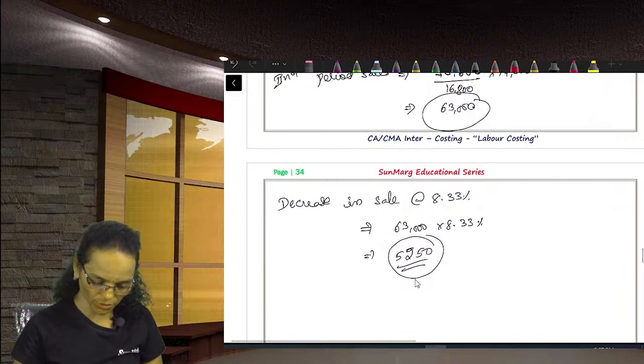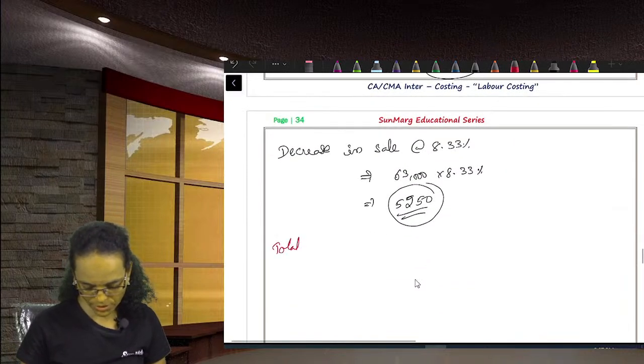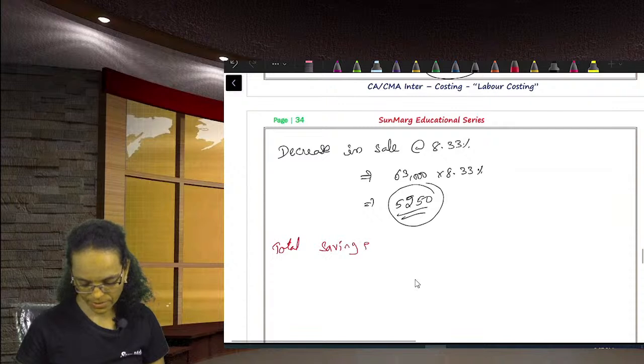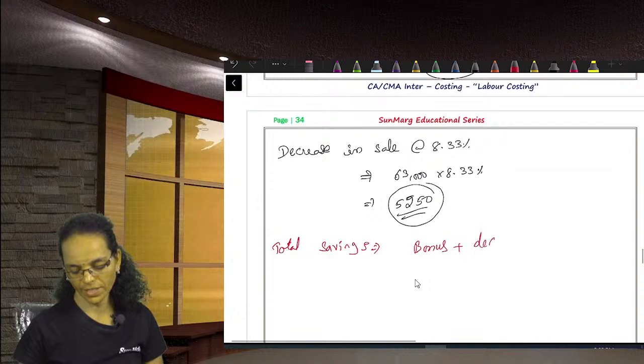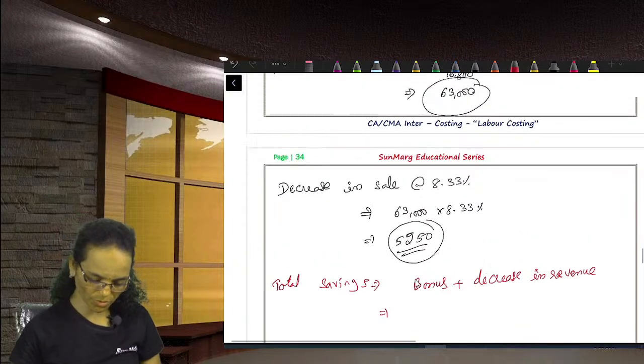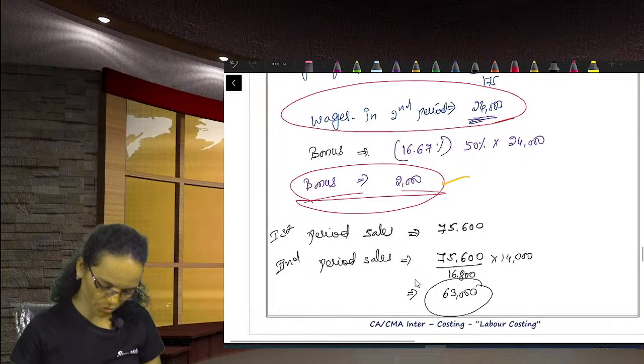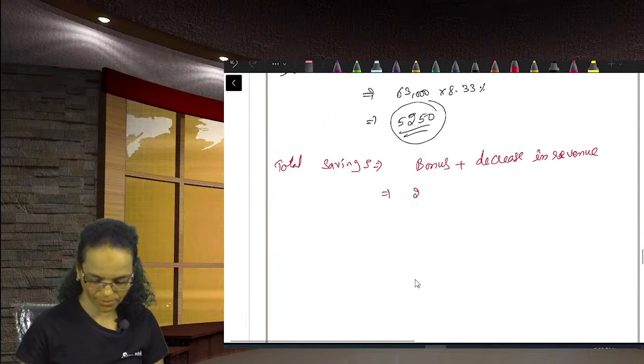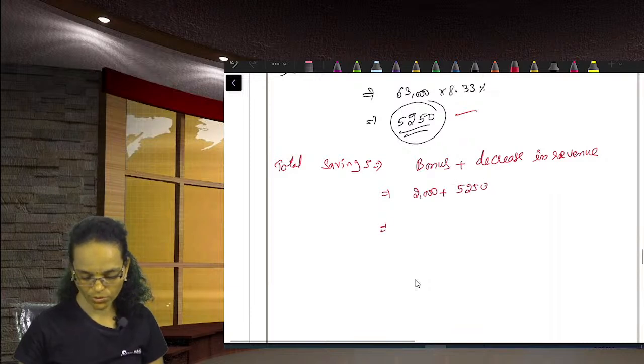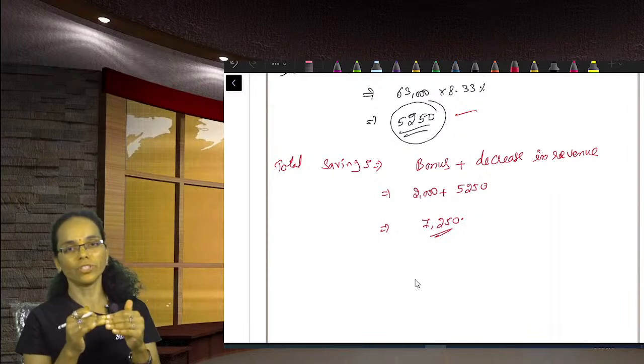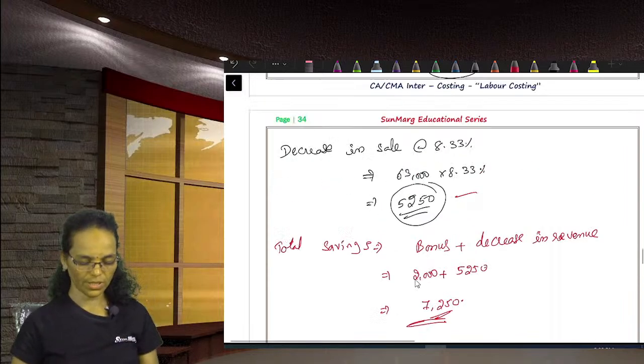So we need to find the total savings. One is bonus, other one is decrease in revenue or sales. So bonus, how much we paid? Bonus 2,000 rupees we paid. Decrease in the revenue 5,250. Total 7,250 rupees we need to save from the production cost. Yeah, just go through it.